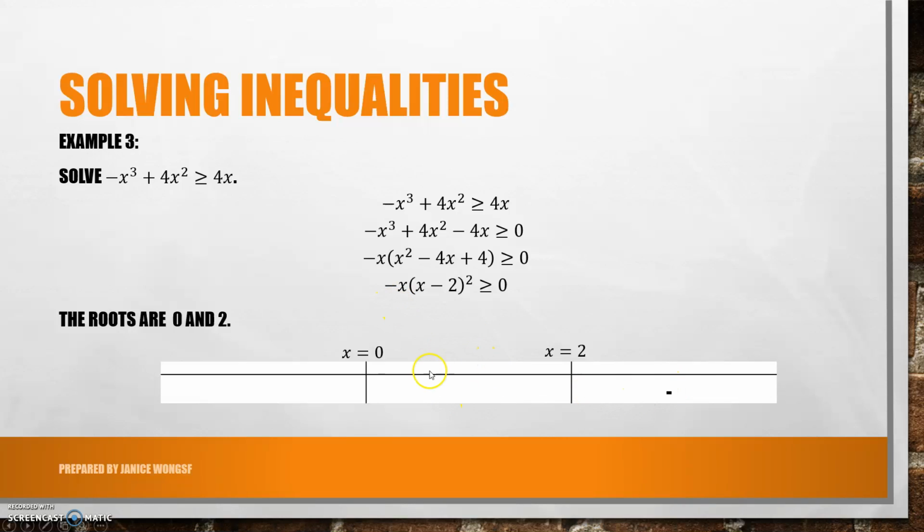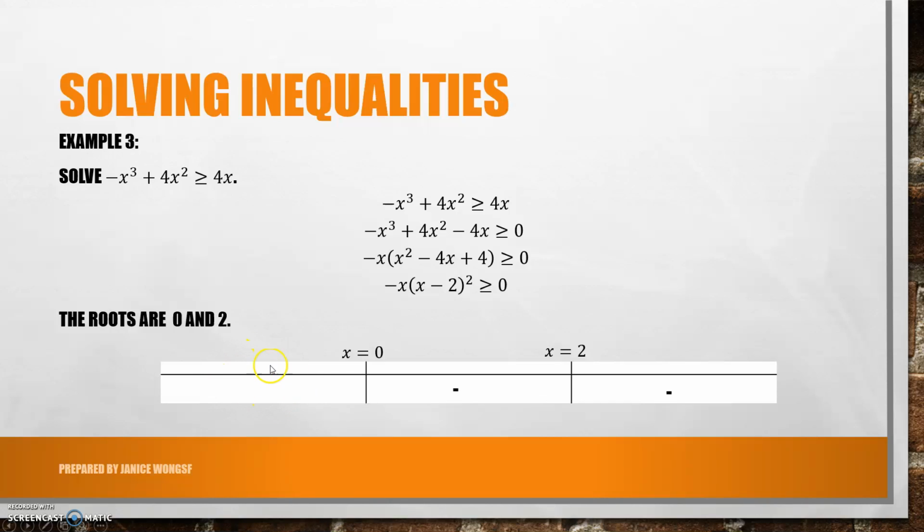Next, in this region, what value will you choose to be substituted into the expression? I will choose 1. As long as you choose a value in between 0 to 2, it is fine. So you can choose 0.1, 0.2, 0.9, 1.1, 1.2, 1.9. Any value in between 0 and 2. Just go ahead. So I choose 1, substitute into this expression. -1 bracket 1 minus 2 holding square. What do you get? I get -1. It's a negative value, so place a negative sign here.